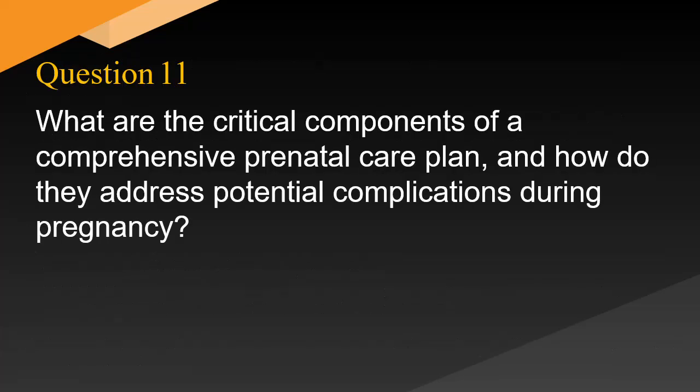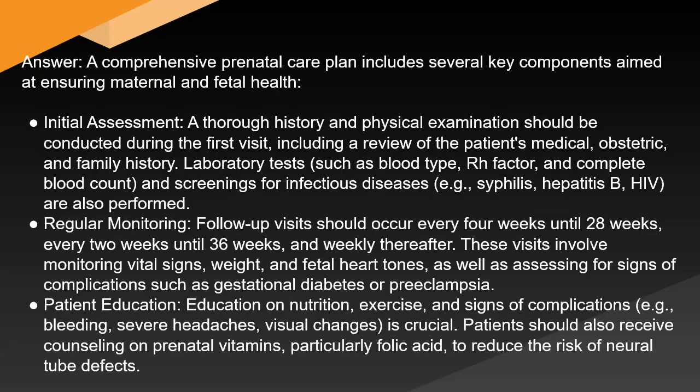What are the critical components of a comprehensive prenatal care plan, and how do they address potential complications during pregnancy? Answer: A comprehensive prenatal care plan includes several key components aimed at ensuring maternal and fetal health. Initial assessment: a thorough history and physical examination should be conducted during the first visit, including a review of the patient's medical, obstetric, and family history. Laboratory tests, such as blood type, Rh factor, and complete blood count, and screenings for infectious diseases, e.g., syphilis, hepatitis B, HIV, are also performed. Regular monitoring.